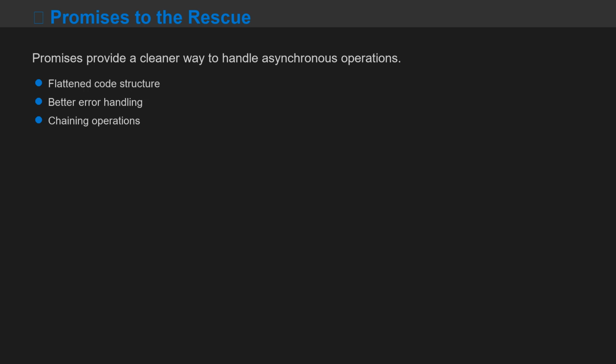Promises were introduced to solve this problem. Promises provide a cleaner way to handle asynchronous operations. They flatten the code structure, making it easier to read and maintain. You can chain operations together and handle errors more effectively.